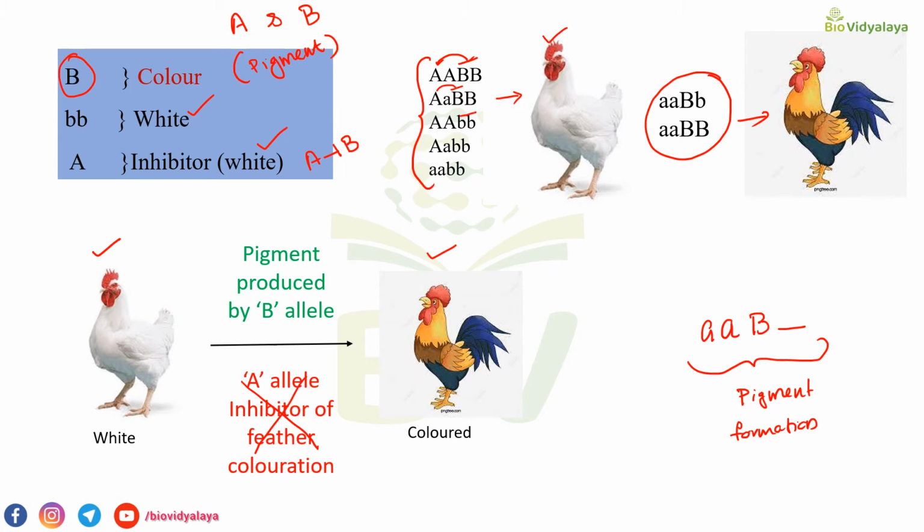Here there is no dominant form of gene B. So white. Here also there is no dominant form of gene B. So white. Here also there is no dominant form of gene B. So white. So here the dominant form of gene A can inhibit the expression of the dominant form of the gene B.